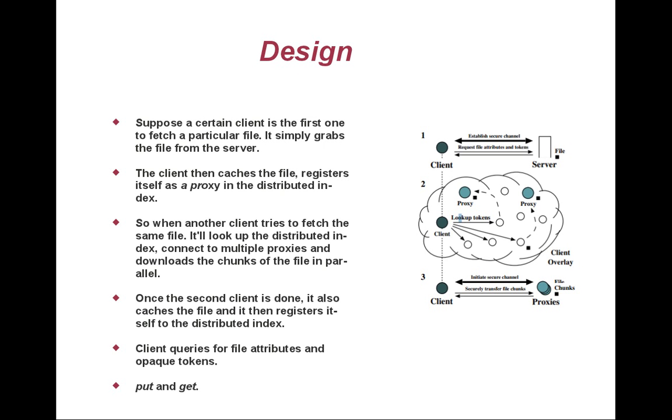And once that client is done downloading, it caches that file and then registers itself in the distributed index. The two main functions that we need to worry about are get and put, where get makes the client request a file, and put is sending the file that is cached.